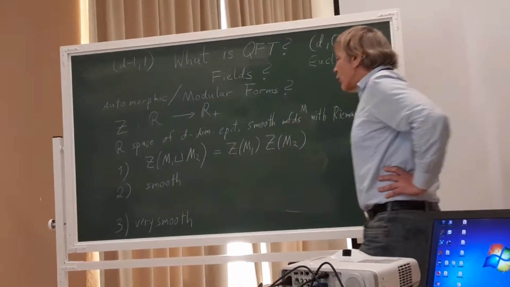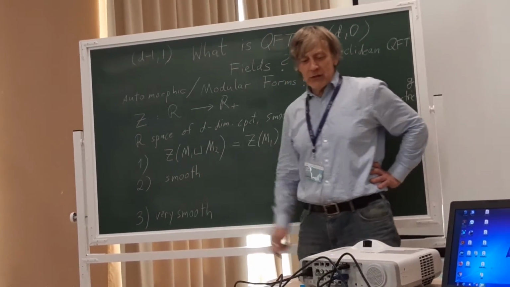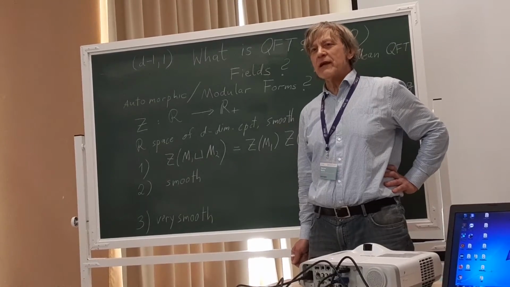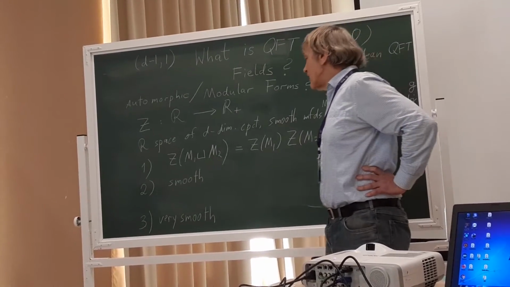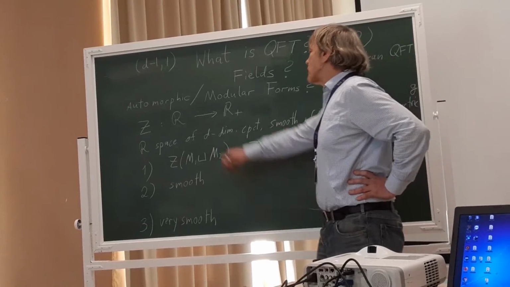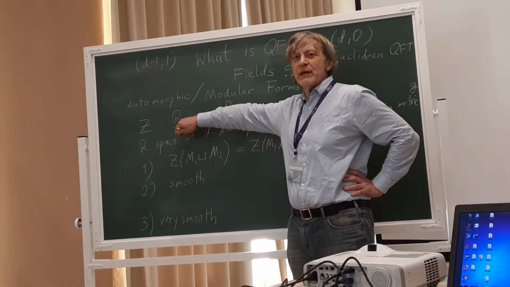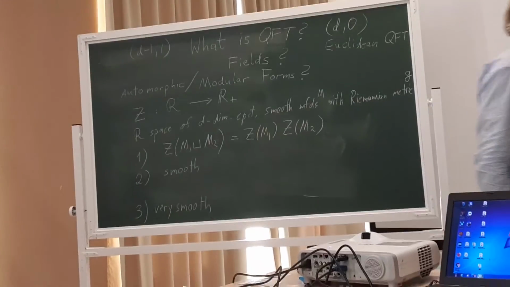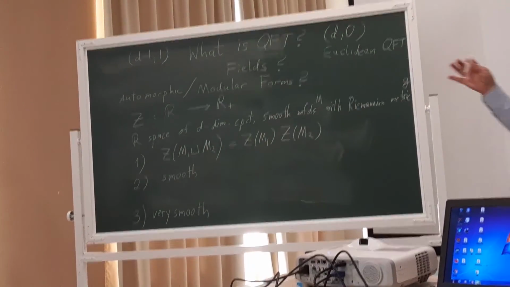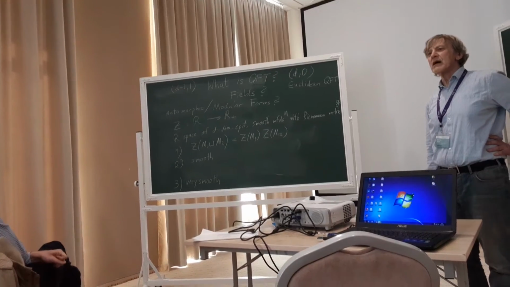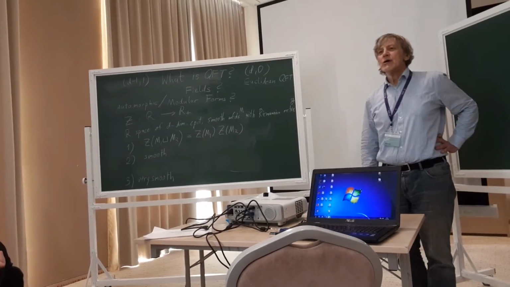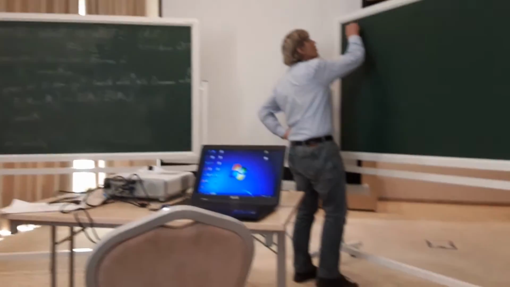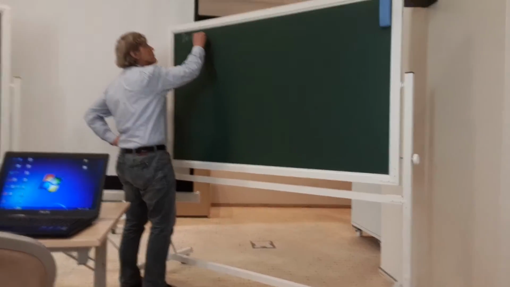So smooth means it should admit all possible kinds of derivatives. And so I have to define what I mean by derivative on a very big space, like that one. And so I want to get all derivatives at once, not by iteration. So let me first look at the case of an affine space.